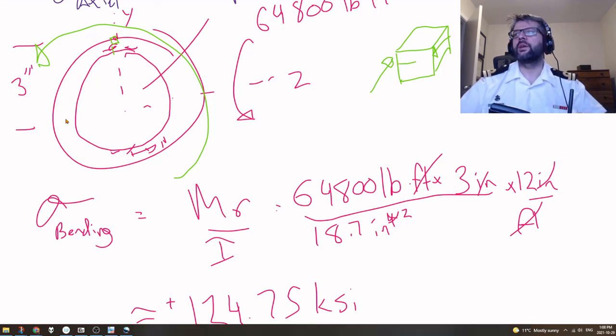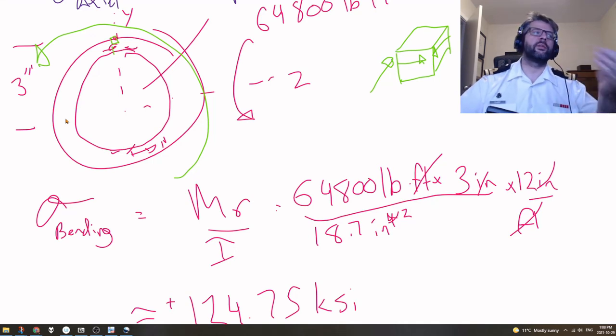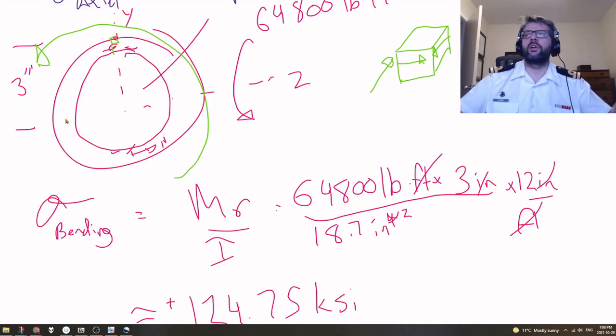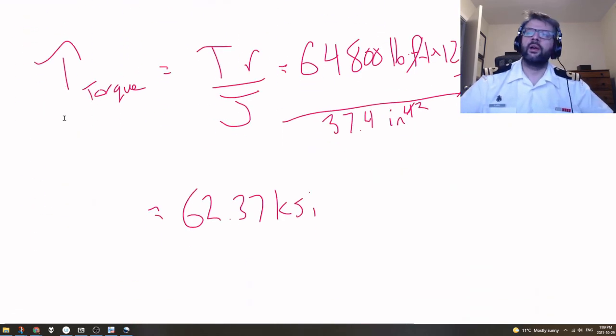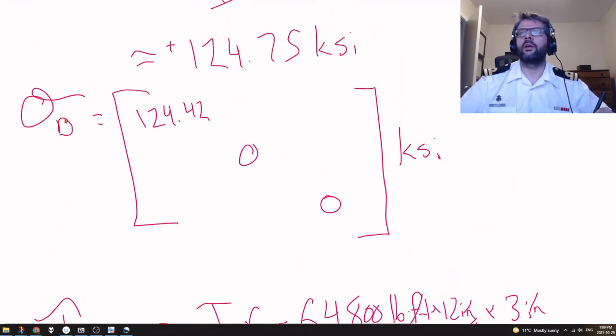And then again, in order to remain in equilibrium, we also need to have the corresponding shear stress on the zx. So we got xz and we got zx. Both of those are positive, and both of those are 26.37 KSI. So xz and zx.